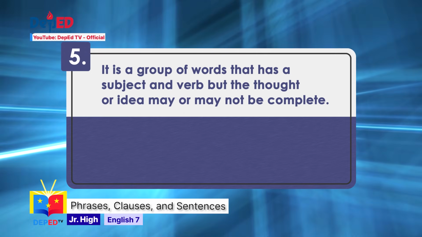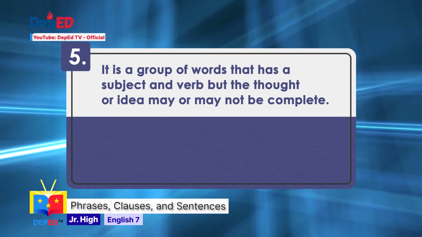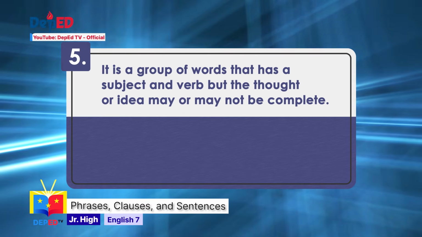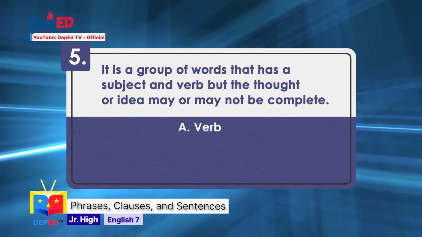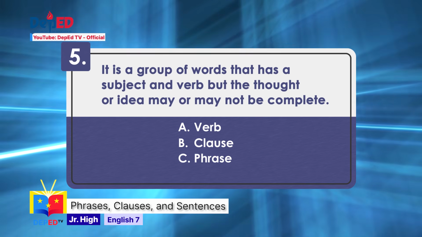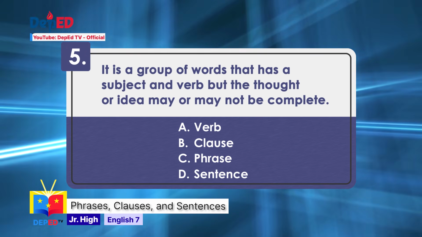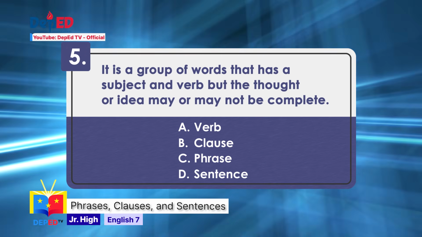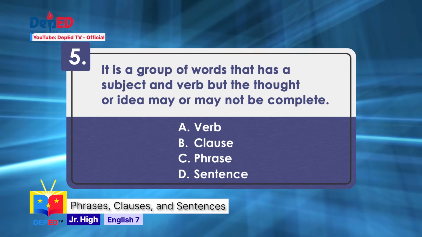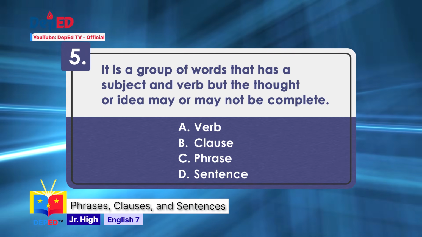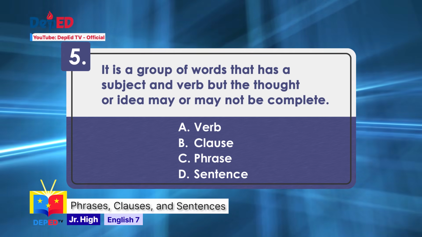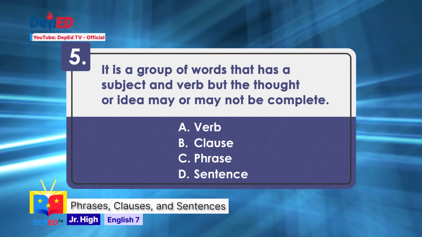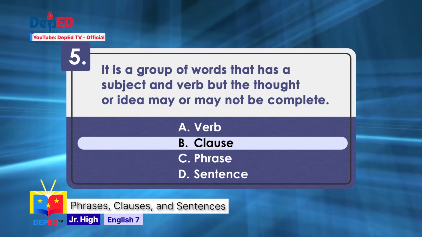It is a group of words that has a subject and a verb, but the thought or idea may or may not be complete. Your choices are letter A, verb, letter B, clause, letter C, phrase, or letter D, sentence. And the answer is letter B, clause.